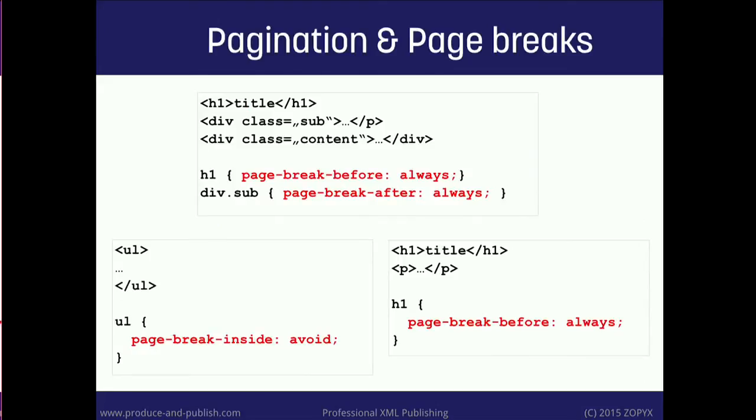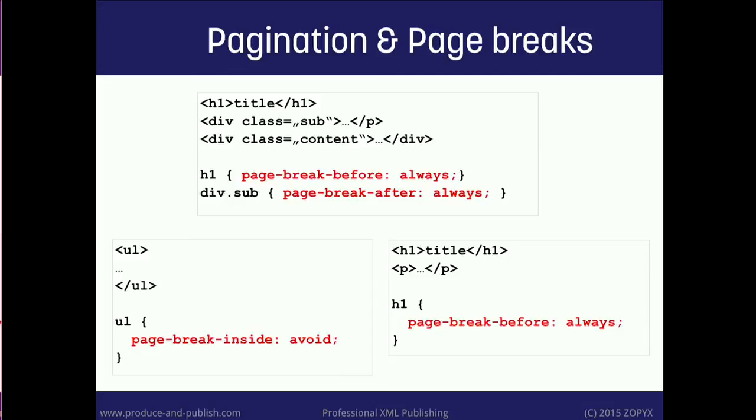Pagination. Controlling page breaks or pagination is always an issue. For example, we have this markup: h1 with the title, then a div with a subtitle, and then an element containing the content. You can control the page break using something like page-break-before: always. This means that in the PDF, before every h1 element, a page break would occur.